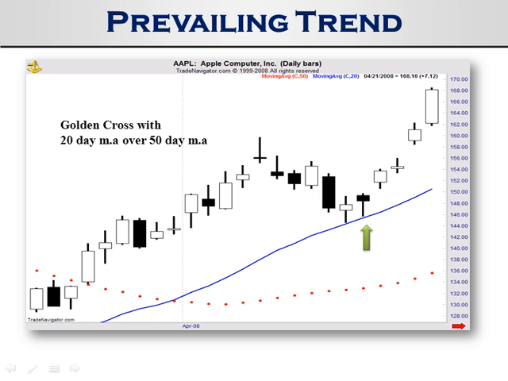So at the green arrow, we have a hammer, coming after a short-term downtrend, but that hammer emerges within the context of a longer-term uptrend. So we would be more aggressive on that particular trade because you're getting a bullish candlestick signal within the context of a longer-term bull trend.